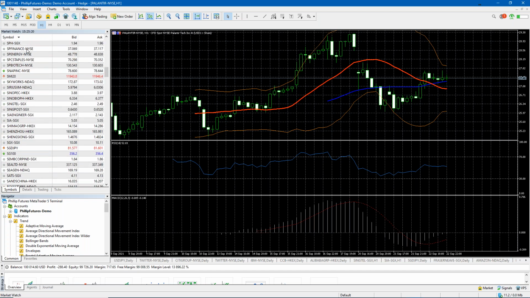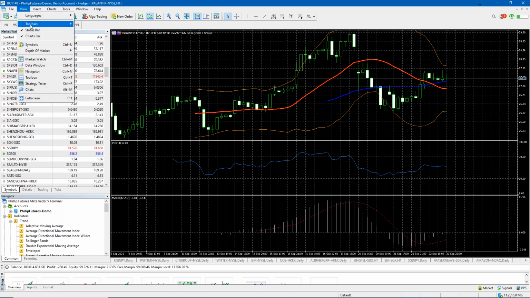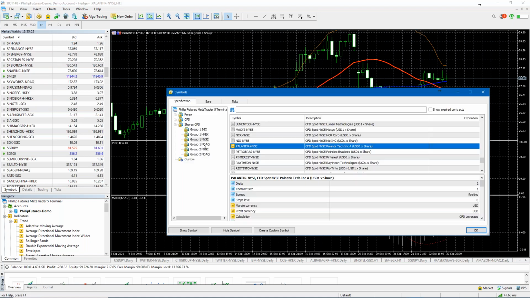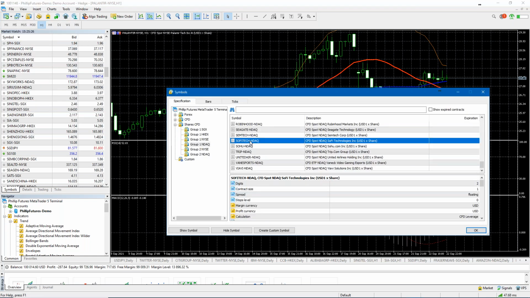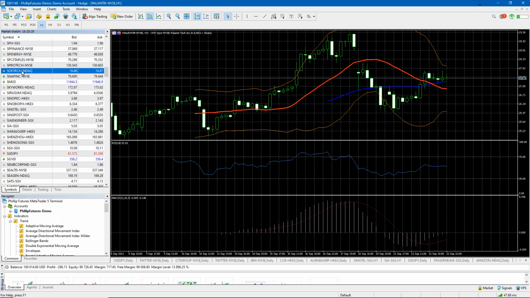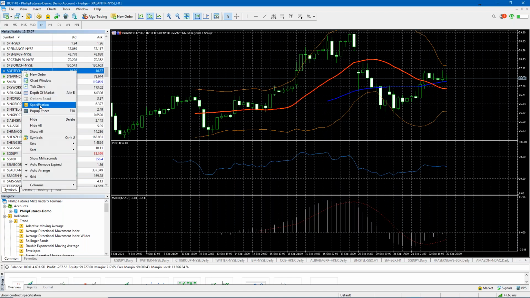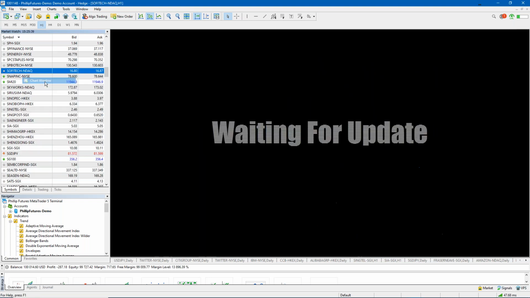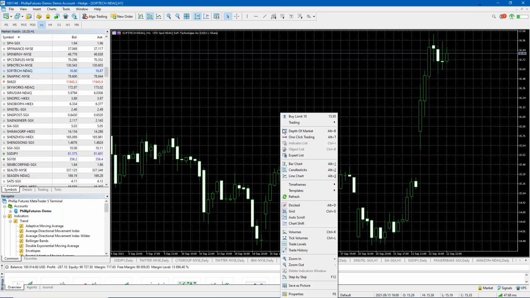SoFi, why every time I try to edit it cannot be added? SoFi, this one. So simple. I got it. Should be this one. Okay. Wait a minute, I'm going to show it. Chart window.